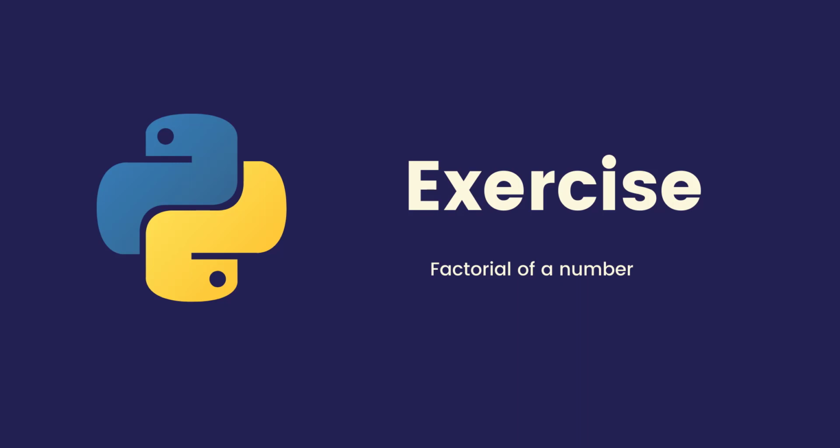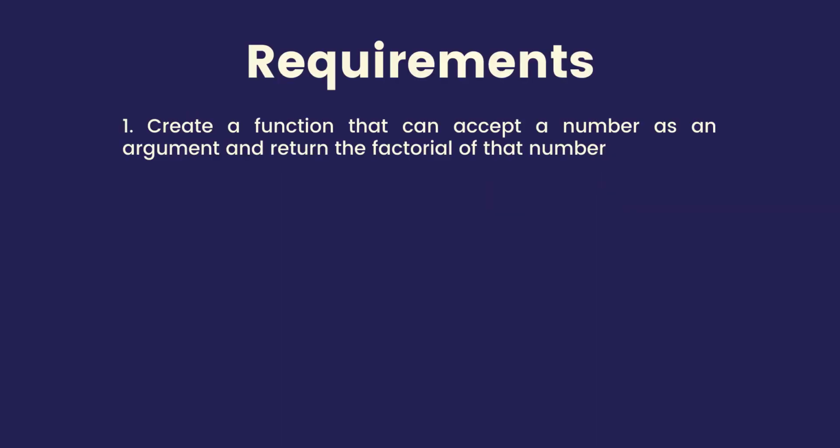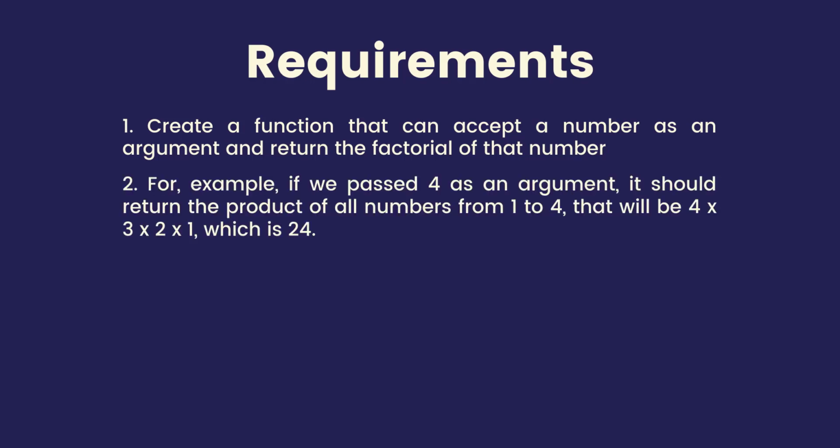For this exercise, we'll create a function that can accept a number as an argument and return the factorial of that number. For example, if we pass 4 as an argument, it should return the product of all numbers from 1 to 4. That would be 4 times 3 times 2 times 1, which is 24.